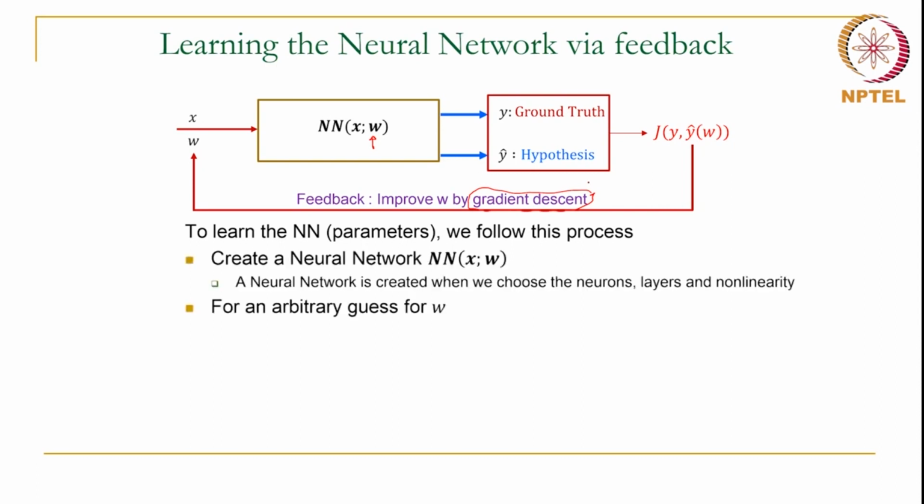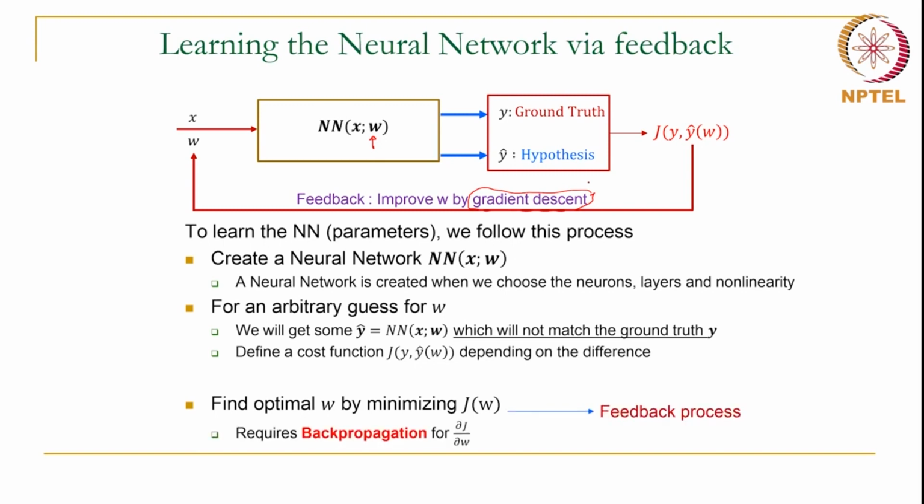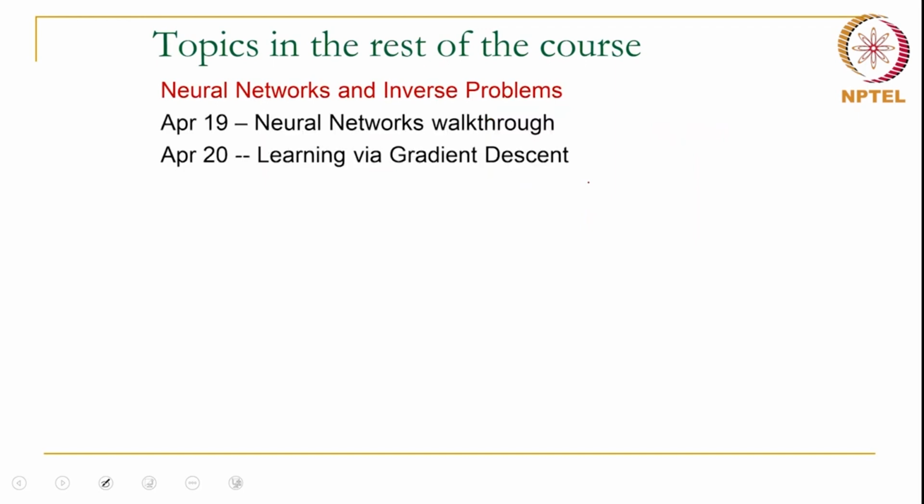So the idea is to create a neural network, take an arbitrary guess for W. Remember, we are guessing for W and not for X. X is the actual data. W is our parameter, which is what we want to find out. Then you find out the optimal W by minimizing J. We'll discuss what backpropagation is day after tomorrow. So today I'll just give you a walk through a simple neural network.